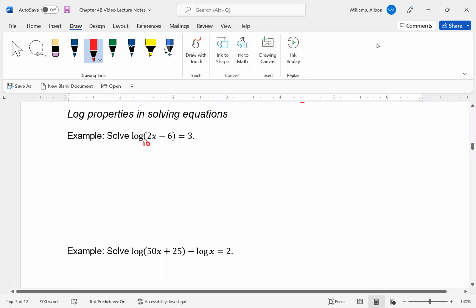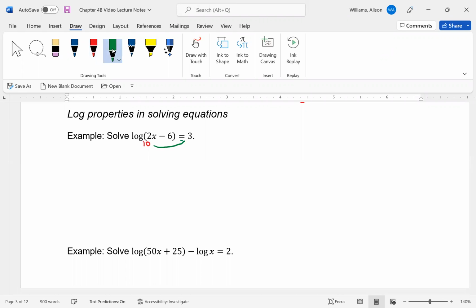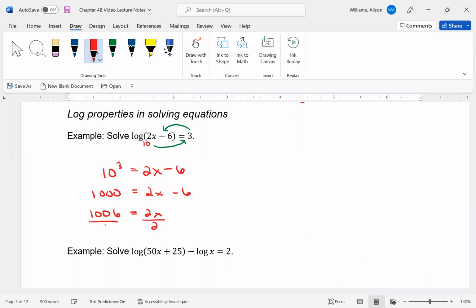So to rewrite it in exponential form, I'm going to take 10 and raise it to the 3, and then set it equal to 2x minus 6. So 10 raised to the 3 equals 2x minus 6. But 10 to the 3 is 1,000. If I want to solve for x, I'm going to add 6 to both sides, skip showing the step, then divide by 2. So I'm going to get x equals 503.